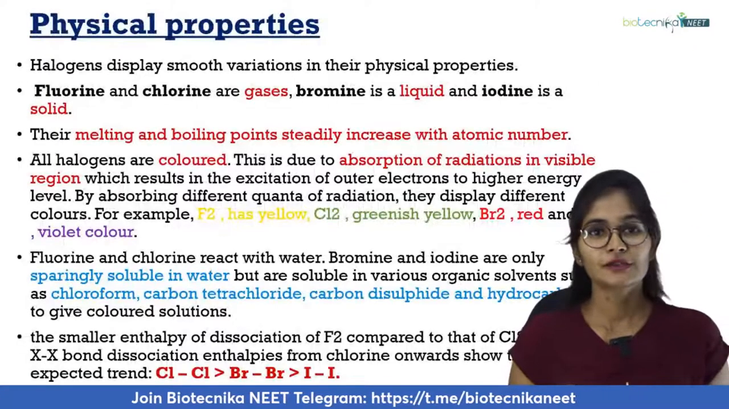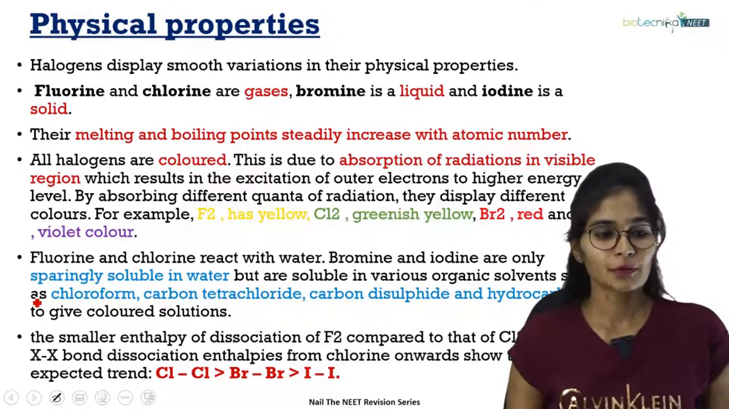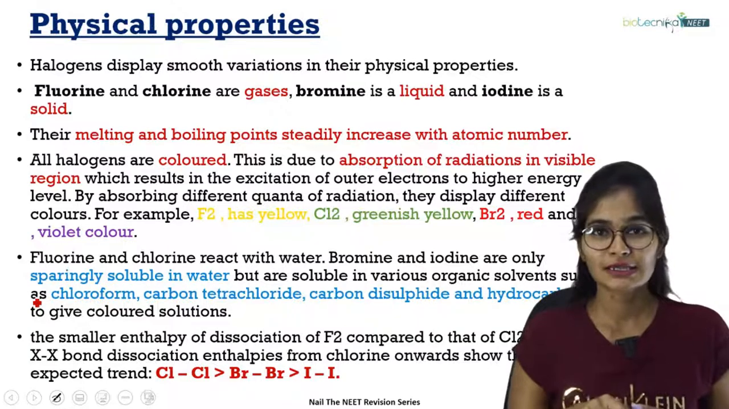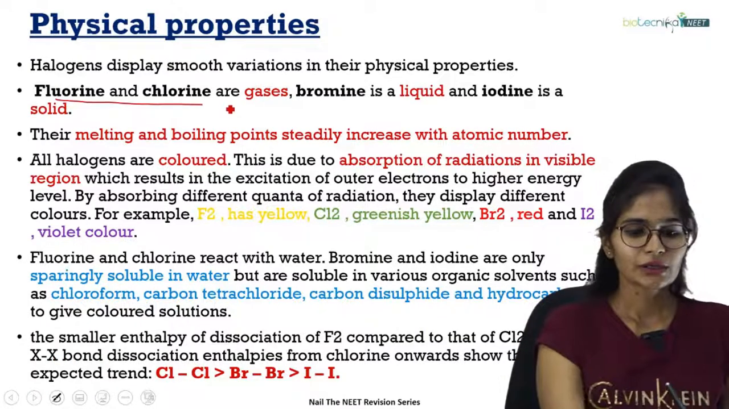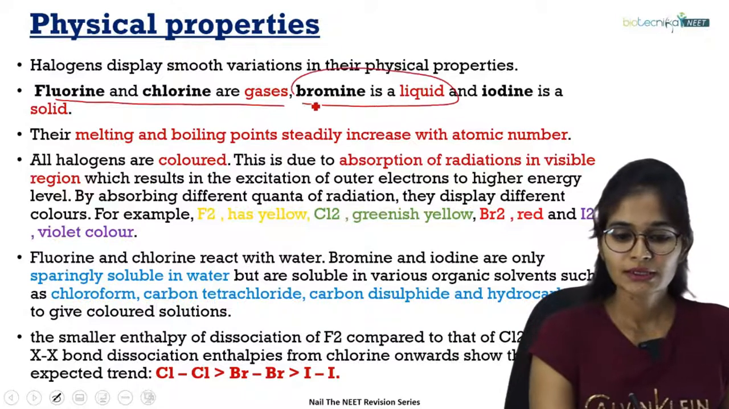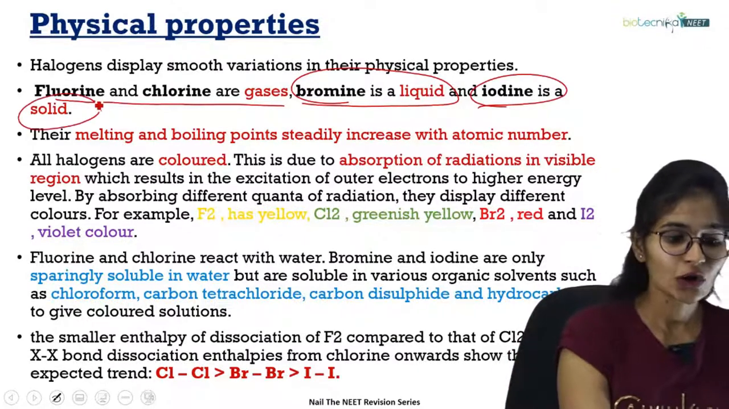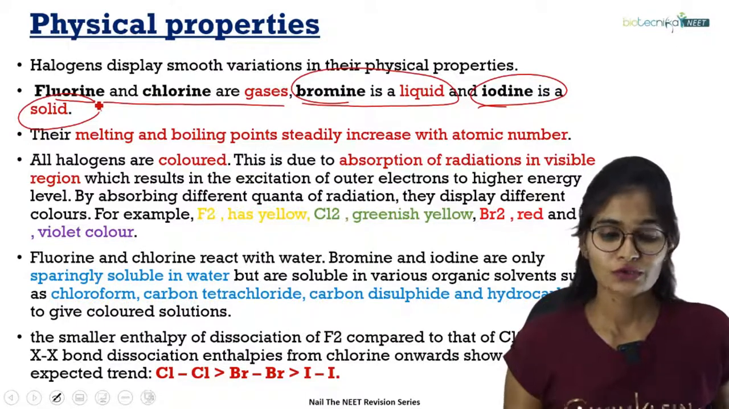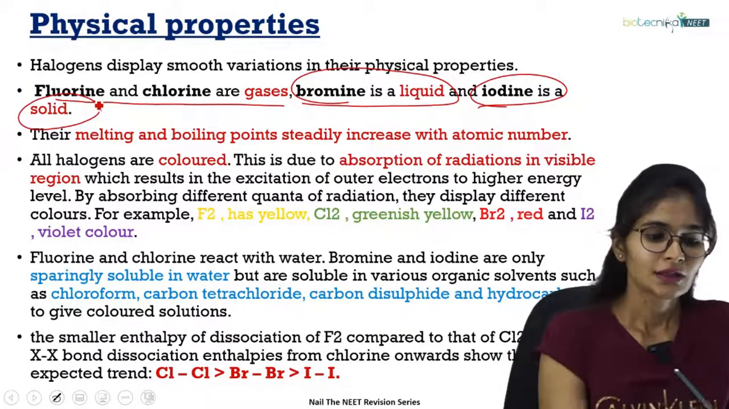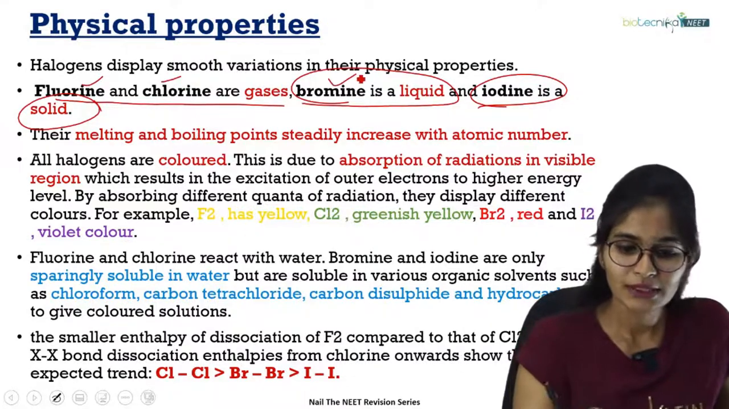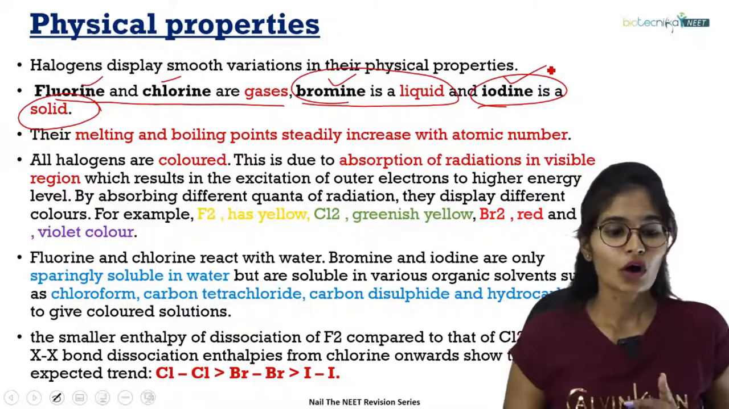Now coming to the next part, the physical properties of group 17 elements. As we know, they show various physical properties, and apart from that, we already concluded the physical state and their color, right? So let us see once again. Fluorine and chlorine are gaseous in nature and bromine is liquid in nature. We already concluded this with respect to weak van der Waals force of attraction, right? And iodine exists in solid form, and that is also because of weak van der Waals force of attraction. As you go down the group, the weak van der Waals force of attraction will be more. That's why fluorine and chlorine are gaseous, bromine is liquid, and iodine is solid. So this is with respect to the physical state of all the elements in group 17.